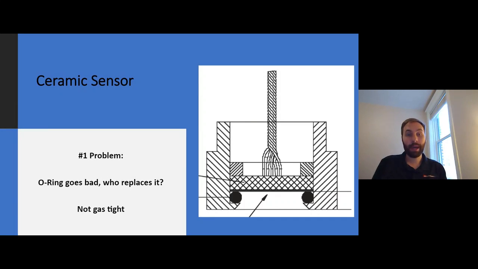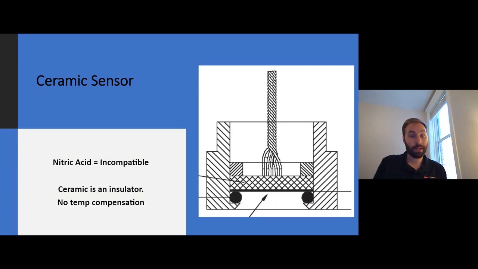So I'm not here to bash on ceramic, but I will say that ceramic requires an O-ring, and that needs to be replaced. That's probably the first thing on the transmitter that needs to be replaced, is that ceramic O-ring. So when the O-ring goes bad, people don't often replace it. And even when the O-ring doesn't go bad, ceramic sensors are not gas tight, just a simple fact of the design. There are some other reasons why ceramic might not be the best fit.